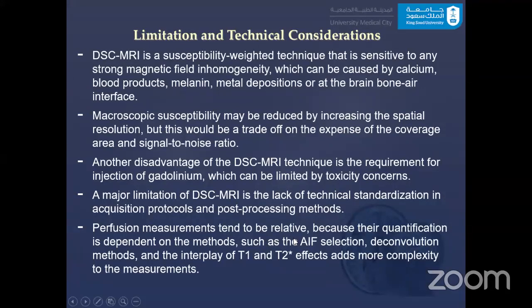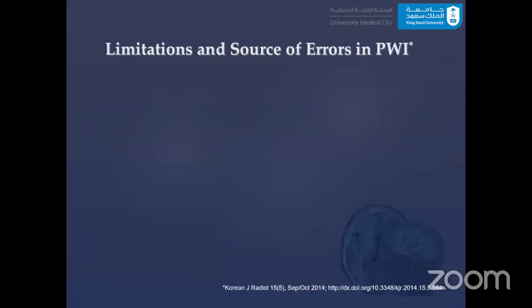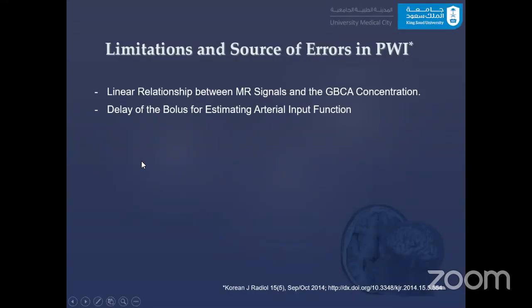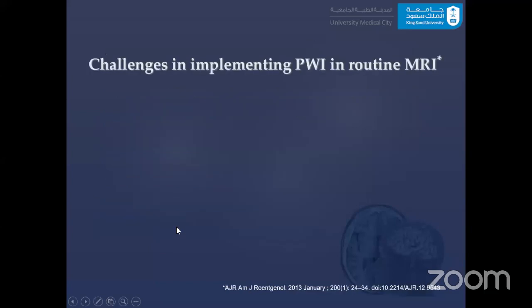Perfusion measurements tend to be relative because their quantification is dependent on the methods, such as placement of the arterial input function, which we showed can affect the perfusion. Also the linear relationship between MR signal and gadolinium, delay of the bolus, disruption of the bolus, partial volume effect, leakage correction, uniform tissue relaxivity, and absolute units. All these can interfere with your results.